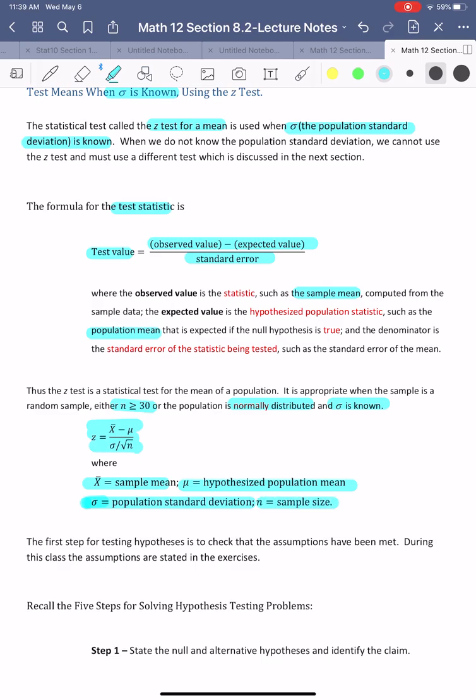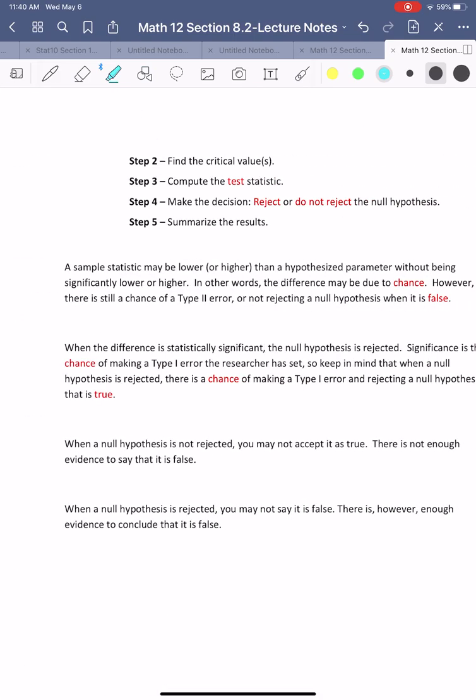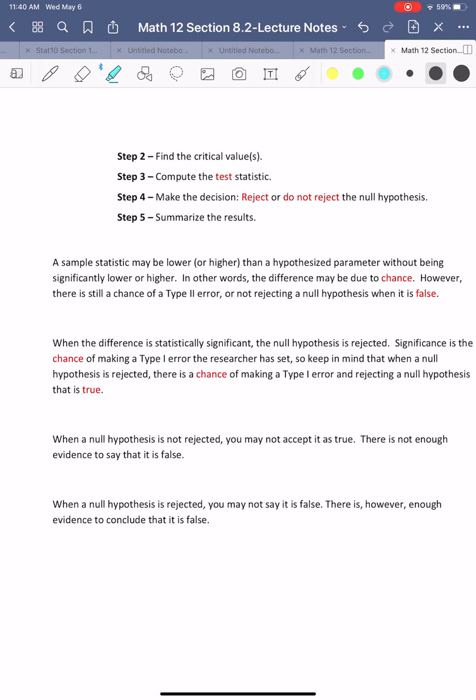The first step in testing a hypothesis is to check that the assumptions have been met; in this class, the assumptions are stated in the exercises. Recall the 5 steps to solving a hypothesis testing problem. First, state the null and alternative hypotheses and identify the claim. Number 2, find the critical value. Number 3, compute the test statistic. Number 4, make a decision, reject or do not reject the null hypothesis, and summarize the results. So take the 5 steps.